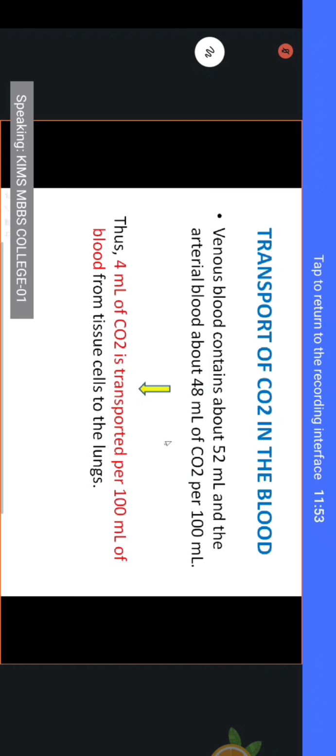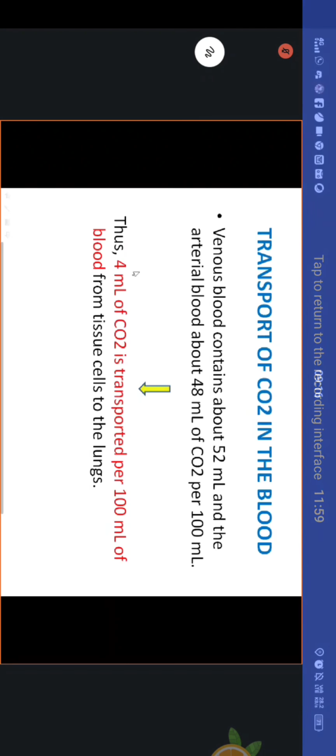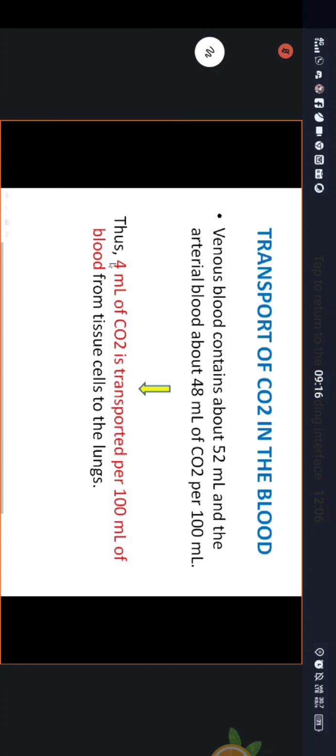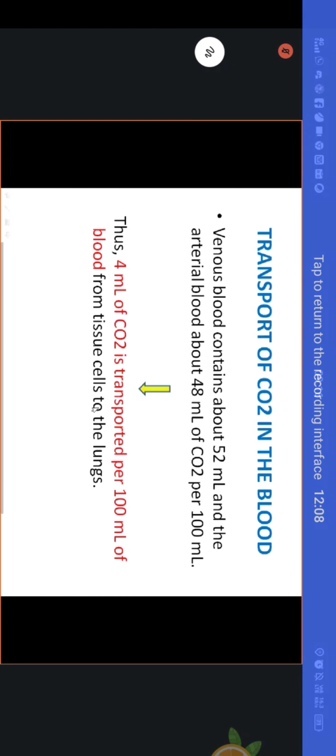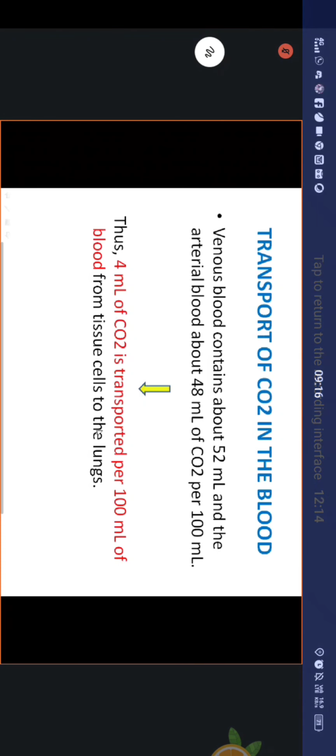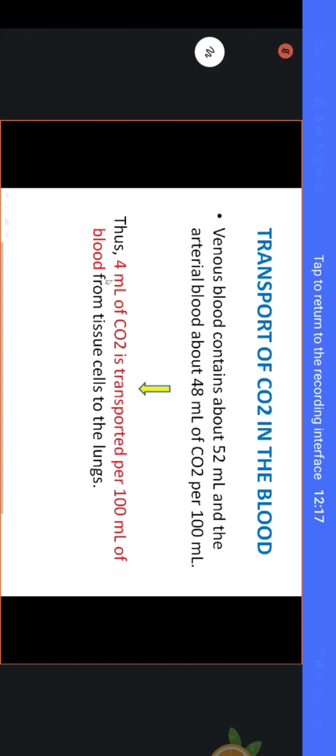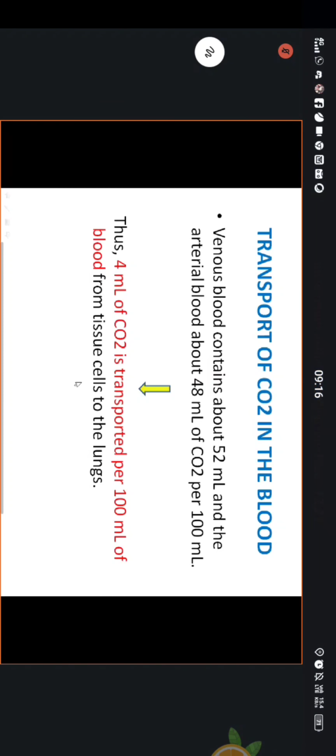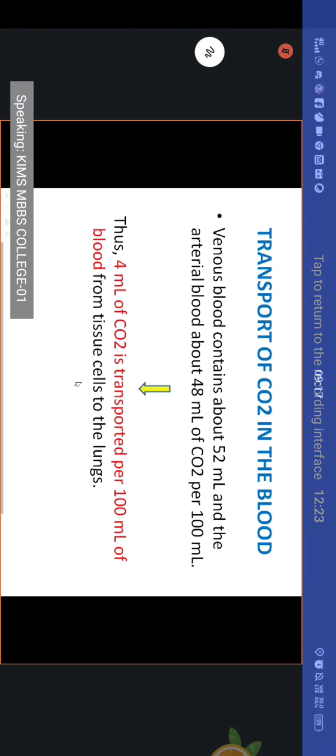So it contains less carbon dioxide, that is 45 ml. So the variation is 4 ml of carbon dioxide. It is the net amount transported per 100 ml of blood to the lungs. That means if we assume the cardiac output is 5 liters, the total amount of carbon dioxide transported is 4 into 50, that is about 200 ml of carbon dioxide per minute carried to the lungs.